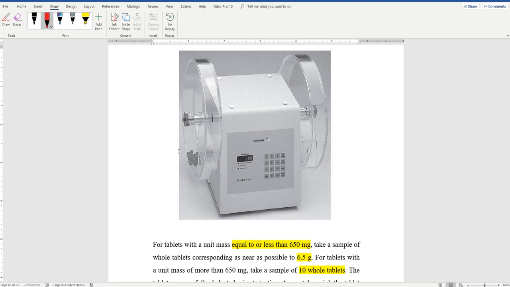Why this loss of weight? Because maybe some particles or something stuck to the drum from the tumbling process. In this case, you need to repeat the same test again, that is, do exactly the same again.